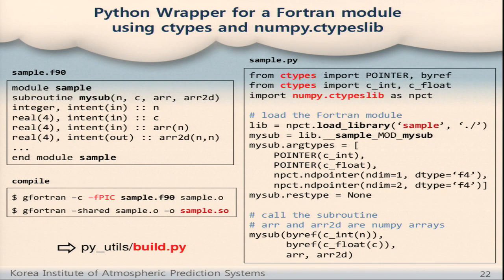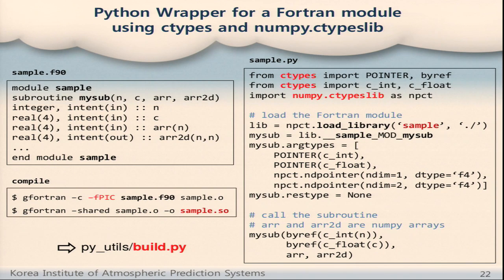I made Python wrappers using the ctypes and NumPy ctypes libraries. This slide shows a sample example. The Fortran sample module has a subroutine named mySub, and the argument types are integer, single float, one-dimensional array, and two-dimensional array. Compile with Fortran as a dynamic shared library file.